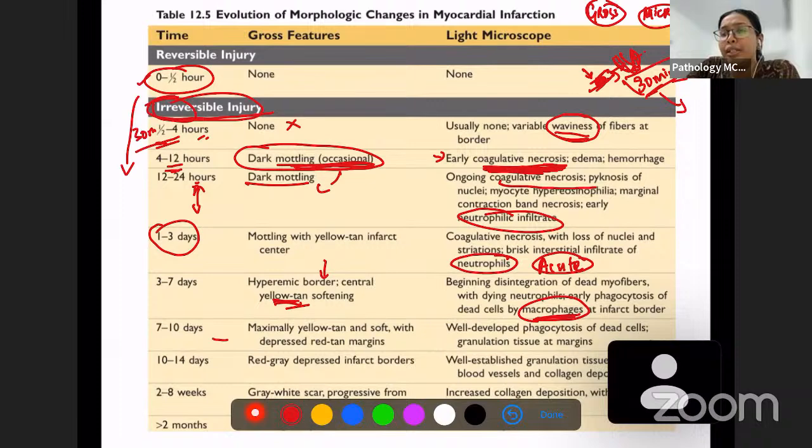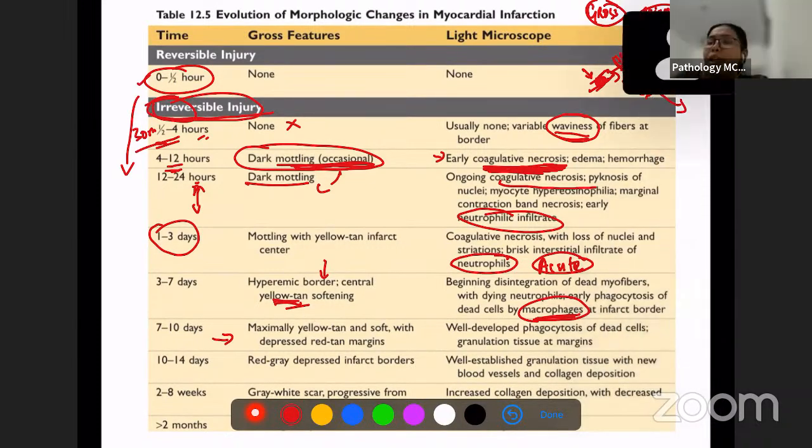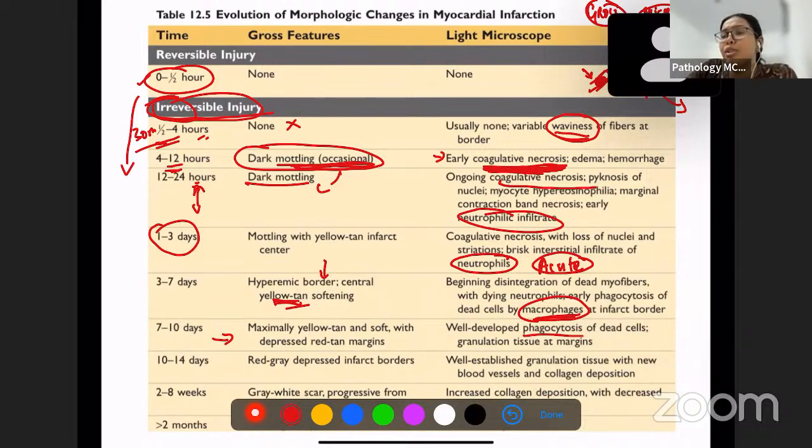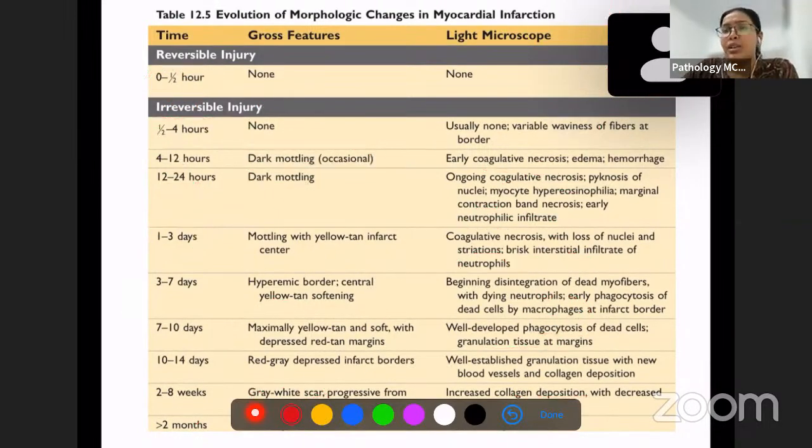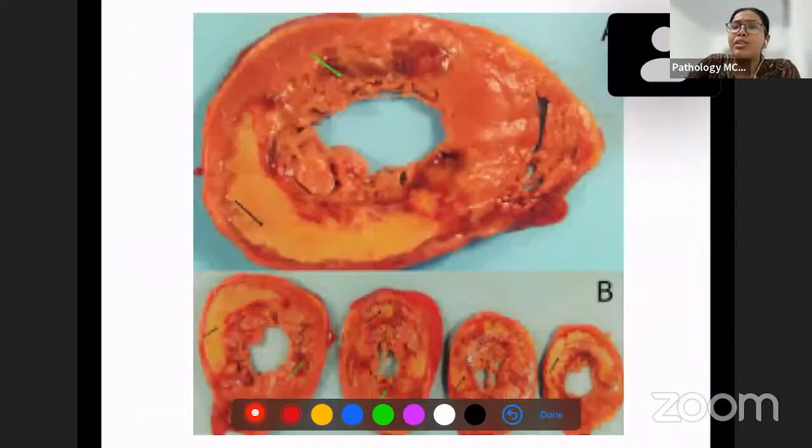And after 10 days, you're going to have phagocytosis, because we have lots of macrophages. They are going to phagocytose and produce granulation tissue. And then finally, we're going to have a white scar formation after 8 weeks because of increased collagen deposition. After more than 2 months, what we're going to see is complete scarring with dense collagenous scar formation. So these are the gross features. You can see this is what dark mottling is.